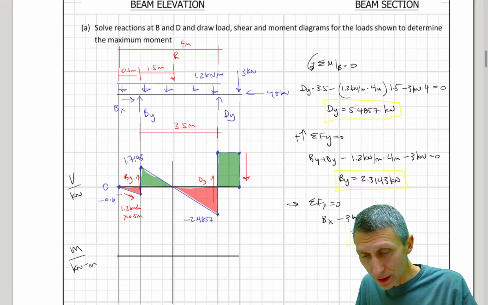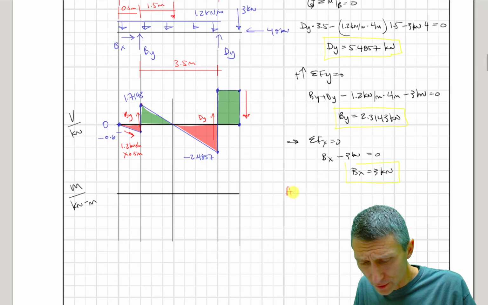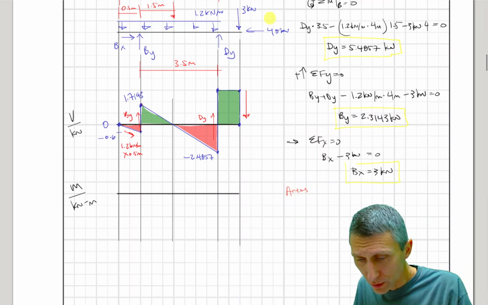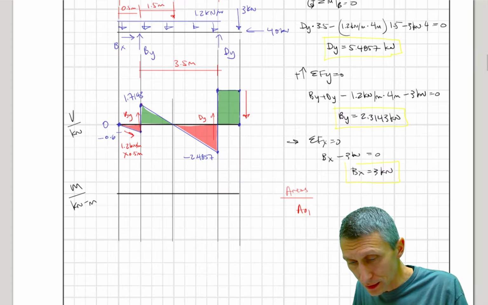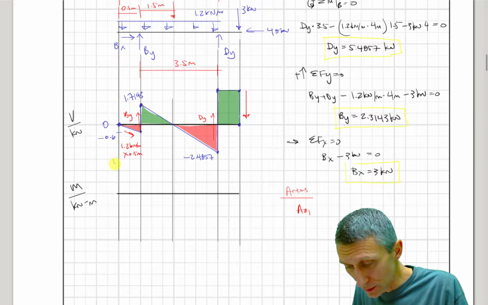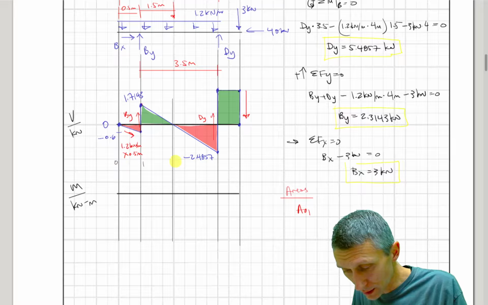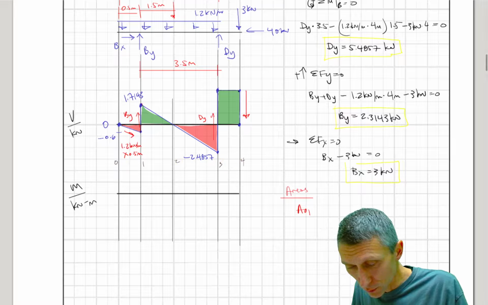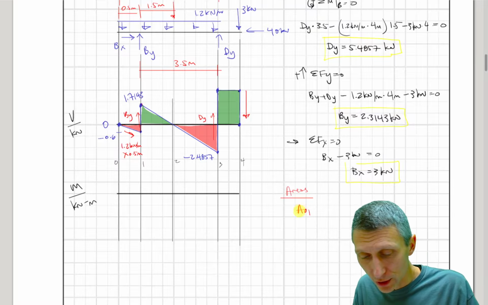Let's take a look at this. We have to find some areas. The way I like to label these, and you can label them different ways, is for our areas we're going to say A01. Let me label these lines 0, 1, 2, 3, and 4. Then I'm going to take the area from 0 to 1.